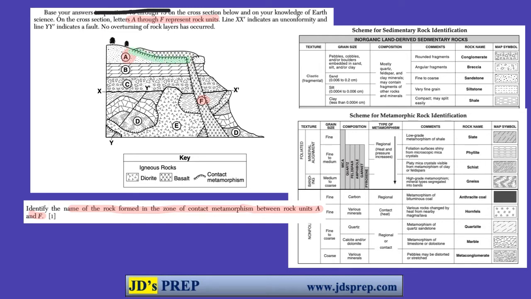So our first step is to identify what kind of rock A is, and you're going to go to your reference tables and hopefully find simply that it is sandstone. Okay, so now that we know that it's sandstone, we want to look at the metamorphic rock identification and find out essentially what type of metamorphic rock could have started from sandstone, right? So what we can do is we can go here and identify that metamorphism of quartz sandstone will form quartzite, and metamorphism of various rocks will form hornfels. So quartzite or hornfels, both would be appropriate answers.